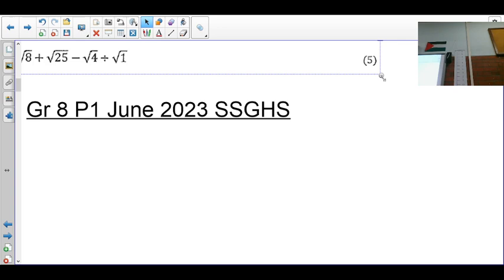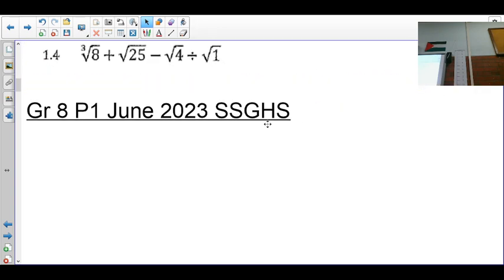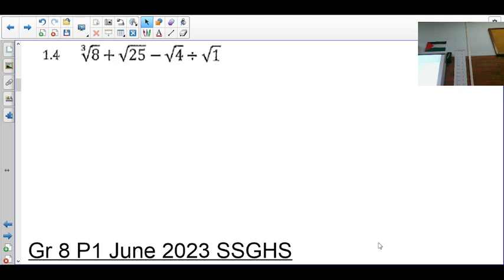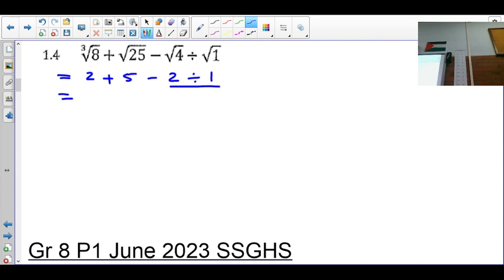1.4, for 5 marks. A similar question was in paper 2. The cube root of 8 is 2, plus the square root of 25 is 5, minus the square root of 4 is 2, divided by the square root of 1 is 1. Again, according to BODMAS, division first. So 2 divided by 1 is 2. 2 minus 2 is 0, so the answer is 5. Or you can say 2 plus 5 is 7, 7 minus 2 is 5. So 2 divided by 1 goes straight into 2.